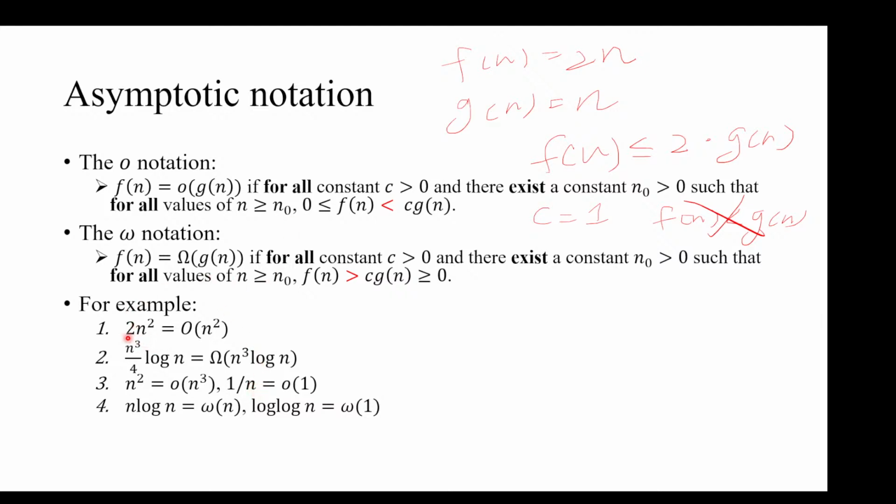And so we have 2n squared is order n squared, because the big O notation doesn't care about constants, so you can just have n squared here. And similarly, n cubed over 4 log n is omega of n cubed over log n. Okay. And then we have some examples of this small notation. So n squared is small o of n cubed, because no matter what constant c we have here, even if you have a very small constant c, when n is big enough, then n cubed is going to be greater than c times n cubed is going to be greater than n squared.